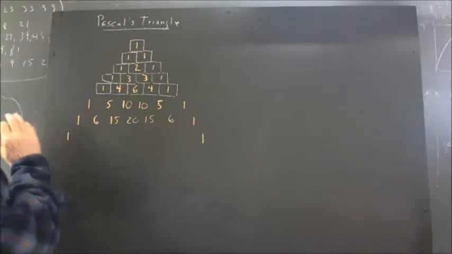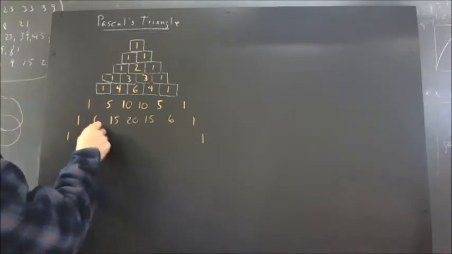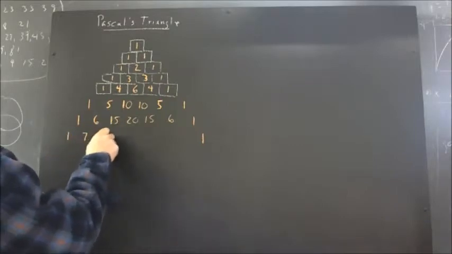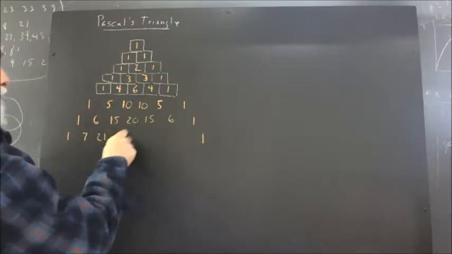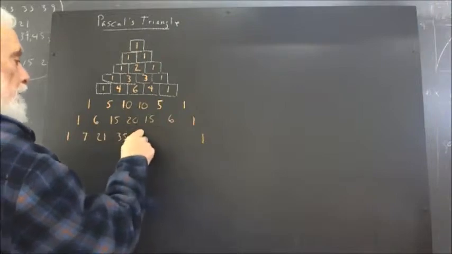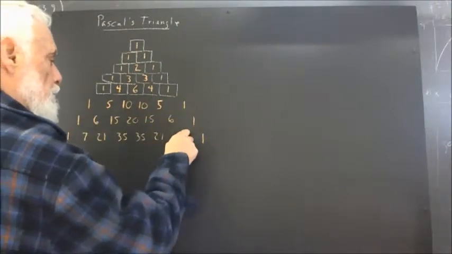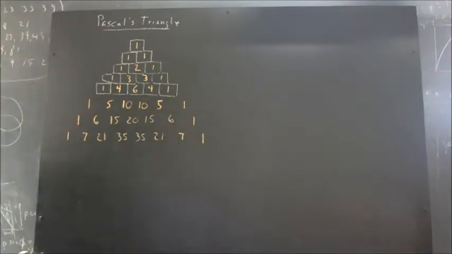Okay, and hopefully you've done that now. So we got 7 here, 6 and 1 gives us 7, 6 and 15 gives us 21, 15 and 20 gives us 35, 20 and 15 gives us 35, 15 and 6 gives us 21, 6 and 1 gives us 7.